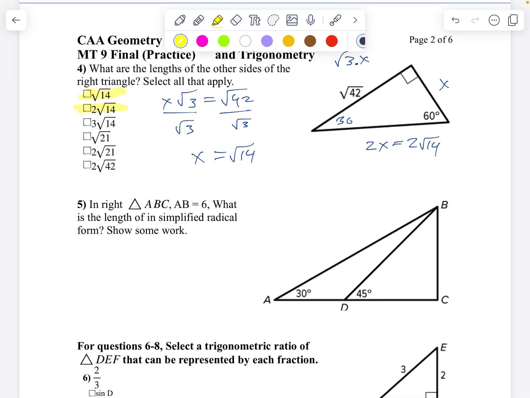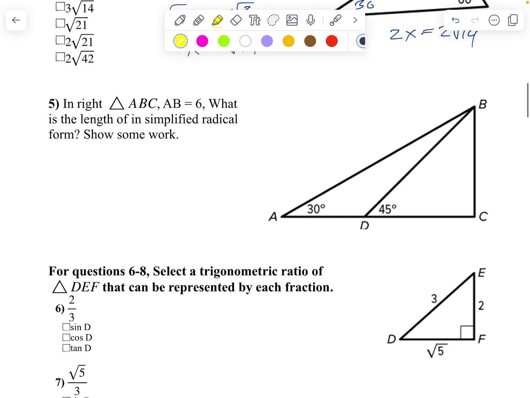Now in question number 5, I apologize. I either forgot to type in the length or my format didn't print it because I put it in math type and it didn't work. So we know A to B is 6. And in a 30, 60, 90 triangle, I know the side opposite the 30-degree angle is half, because we just talked about that. So B to C is 3.